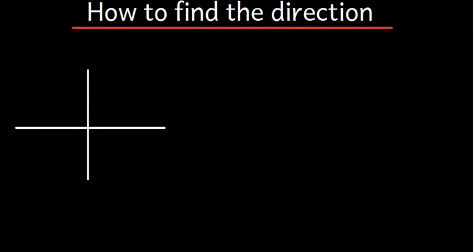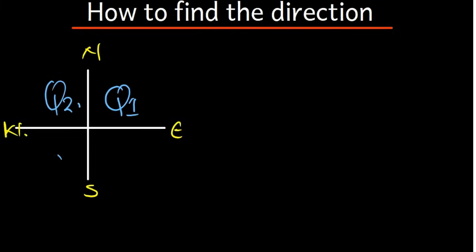This is going to be our north. Okay, so we have our north, our east, our south, our west. So we know that this is the first quadrant. This is the second quadrant. This is the third quadrant. And this is our fourth quadrant.